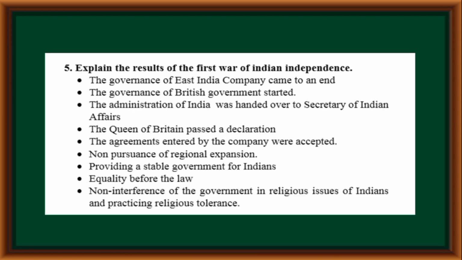Explain the results of the First War of Indian Independence. The governance of East India Company came to an end. The governance of the British government started. The administration of India was handed over to the Secretary of Indian Affairs. The Queen of Britain passed a declaration. The agreements entered by the company were accepted.